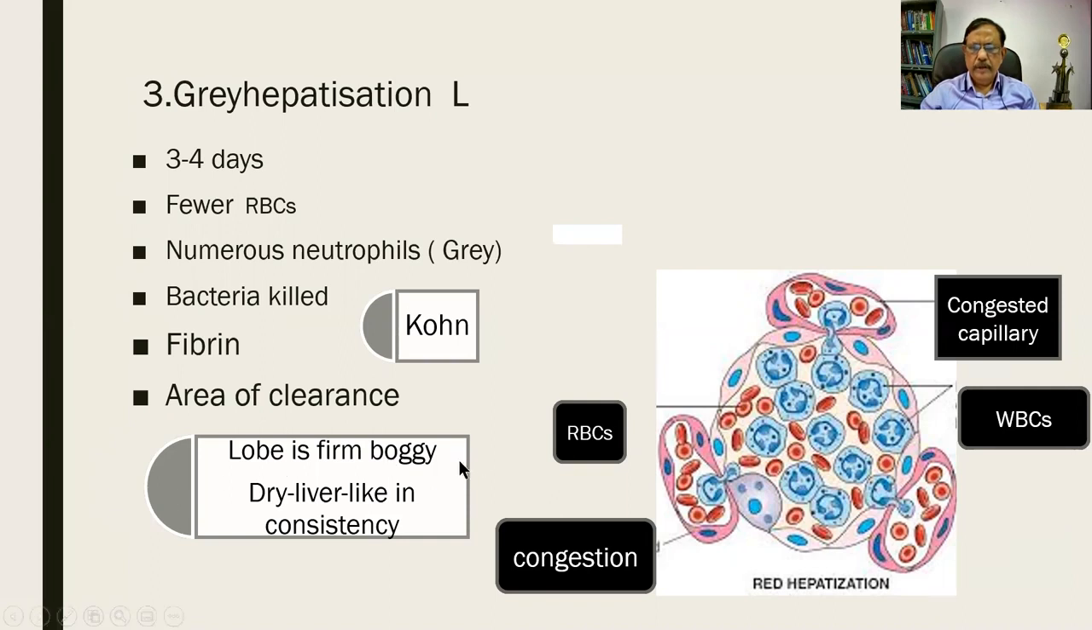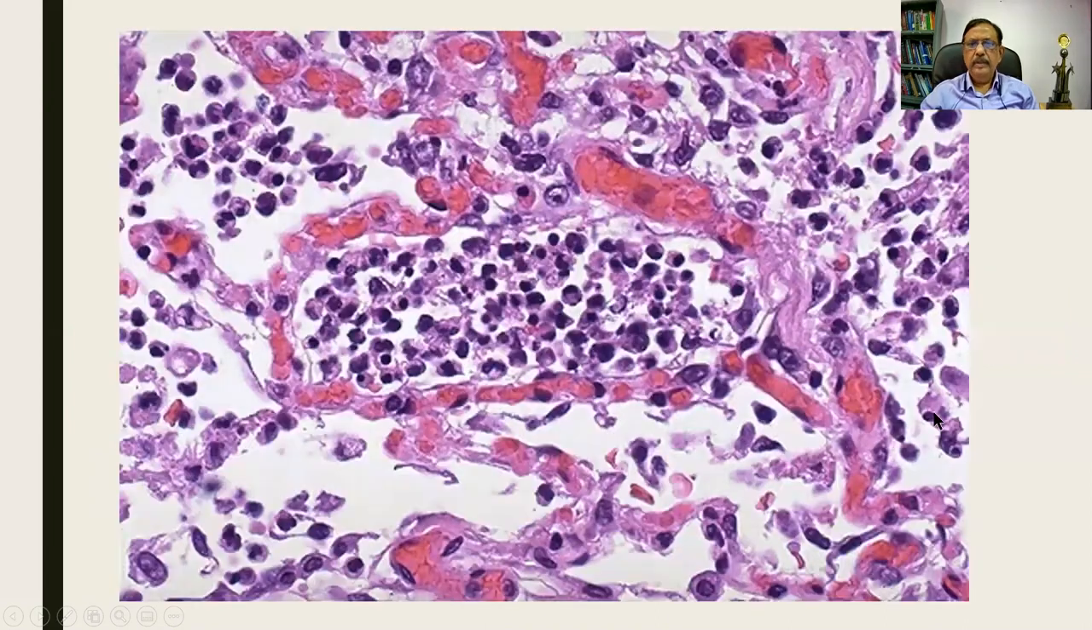The lobe is firm, boggy, dry, liver-like in consistency. The other features are all shown here. This is an actual microphotograph. You find that one alveolar space is filled with numerous neutrophils, and they are spreading to the other adjacent alveoli also. And this is the alveolar septa. It is showing congestion of the blood vessels. This is a stage of gray hepatization.